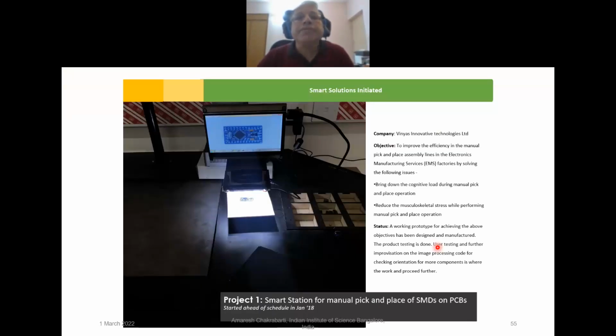This is a smart solution that came from a company called Vinyas, okay? Well, the problem came from them. They had these workers who were putting together printed circuit boards, and they were making mistakes, right? And what we did was we brought in imaging technology and laser in order to guide them through the process and tell them where they were getting it wrong, in order to increase productivity.